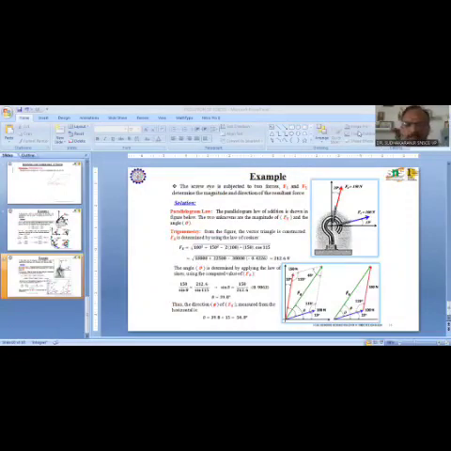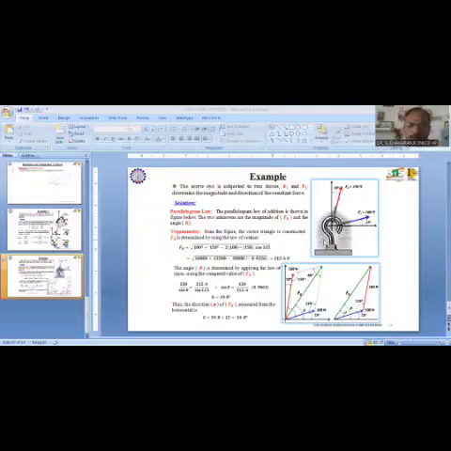Now we will see this with an example. You can see this is a screw eye which is subjected to two forces F1 and F2. You have to find the magnitude and direction of the resultant of these two forces. So the force F1 is having a magnitude of 100 Newton and F2 is having a magnitude of 150 Newton. F1 is making an angle of 15 degrees with the x-axis and F2 is making an angle of 10 degrees with the y-axis.